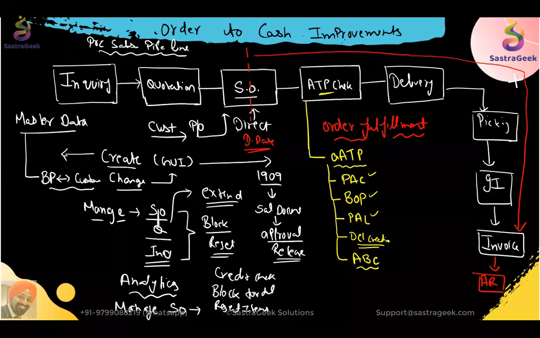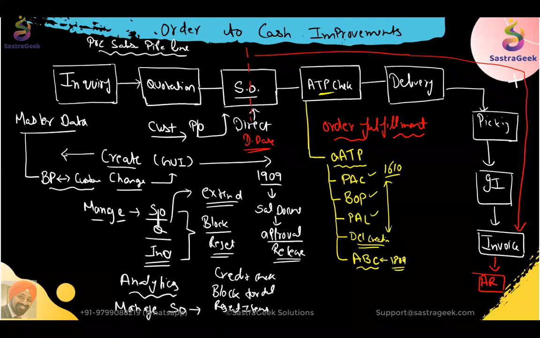There are changes in 1909 for all of these things, but these first four parts were introduced in 1610, and with each version the improvement has come up. In 1909 also we have improvement. ABC was introduced in 1809, and we have an improvement in 1909.